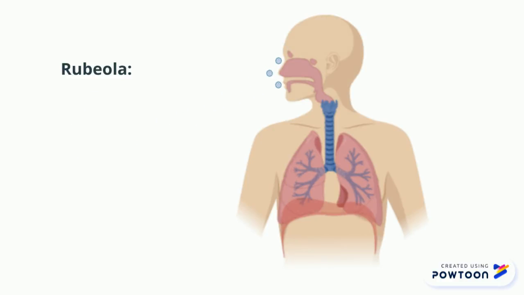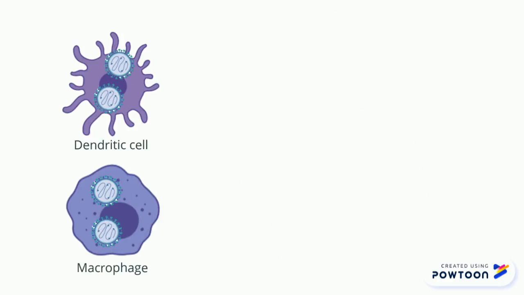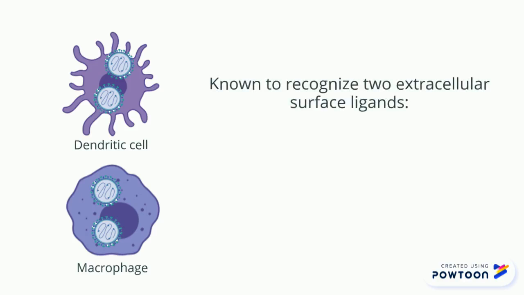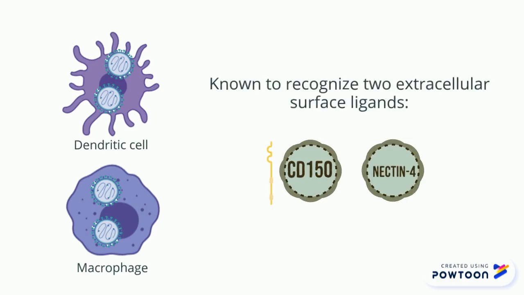The measles virus enters our body through the nose, mouth, or eyes. The infection starts in the lungs with measles virus infecting macrophages and dendritic cells. Measles virus is known to recognize two extracellular surface ligands, CD150 and Nectin-4, which are present on the majority of immune cells and epithelial cells, which help the virus gain entry into our body.